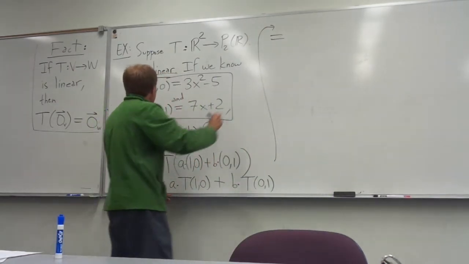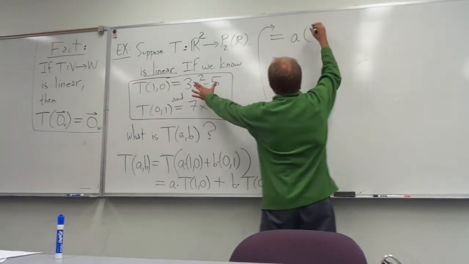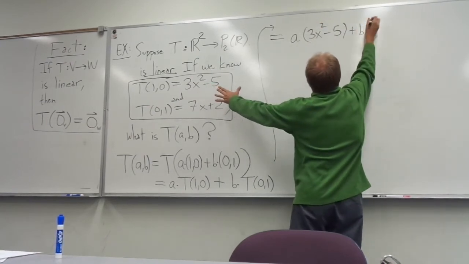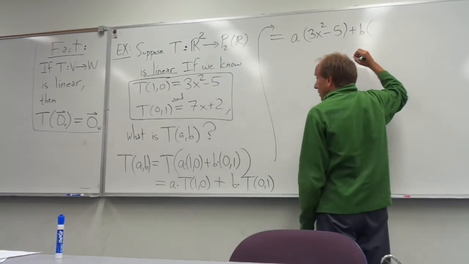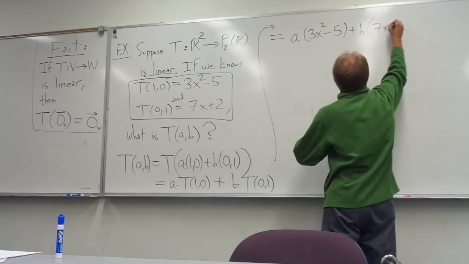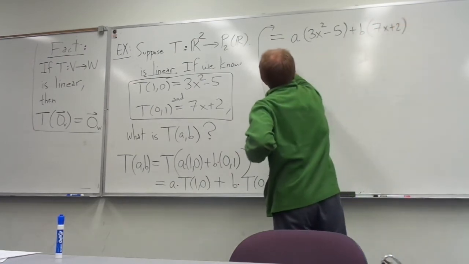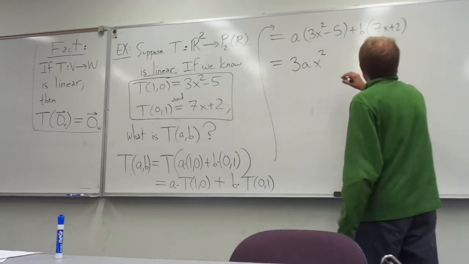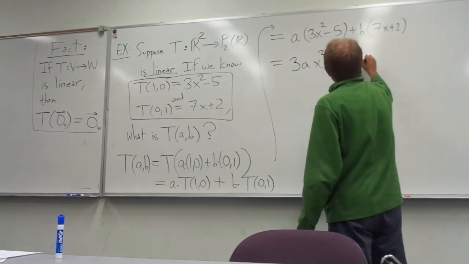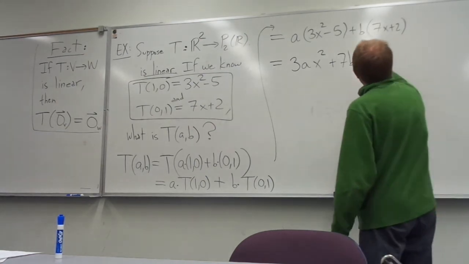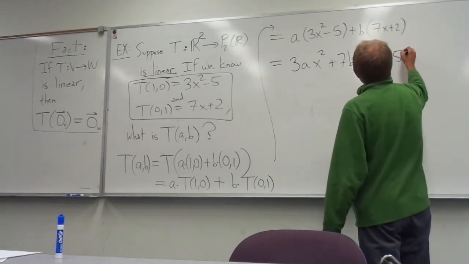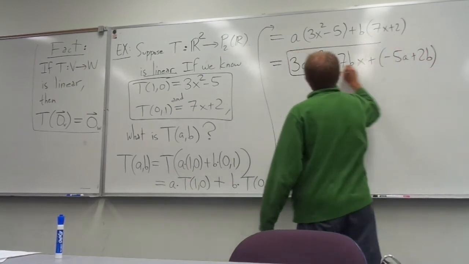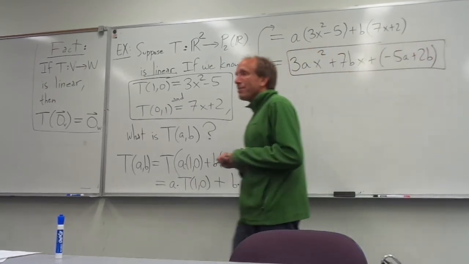We have a times whatever (1, 0) transformed to, 3x squared minus 5, and b is multiplied by T of (0, 1), which is 7x plus 2, and I can simplify that as 3a x squared plus 7b x, and then plus negative 5a plus 2b, which is a constant term. There's the formula. It's really amazing.